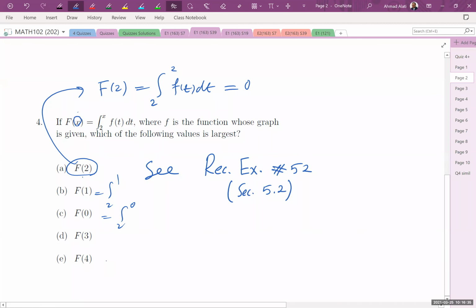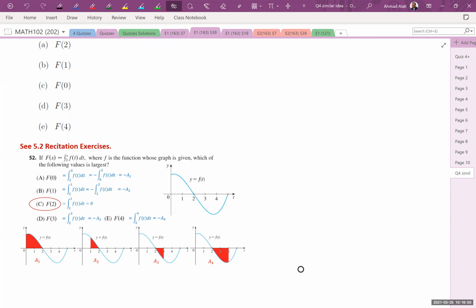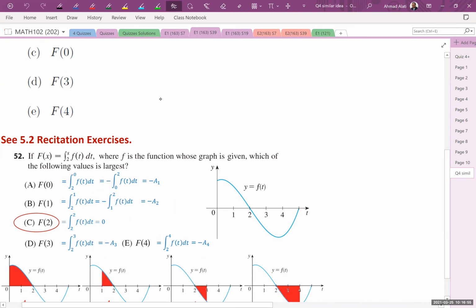This is exactly, ya Shabab, exercise number 52 in the recitation exercises of section 5.2. I prepared it with the previous sections, by the way. Here it is. You can see clearly why I always keep telling you that the recitation exercises are important. This is the same question. He will give you the graph and ask you to find which one is the largest. And of course, I solve it with you, Shabab. Please check section 5.2, exercise number 52.